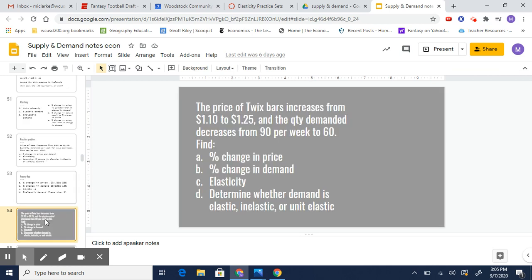Try one more. Now we're dealing with Twix bars. Twix bars go from $1.10 to $1.25. Quantity demanded decreases from 90 to 60. People got Snickers and M&Ms and all that other good stuff. Same process. Follow your steps. Do your calculations. Pause the video. Last one. Finish strong here.